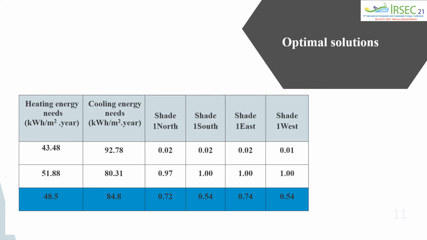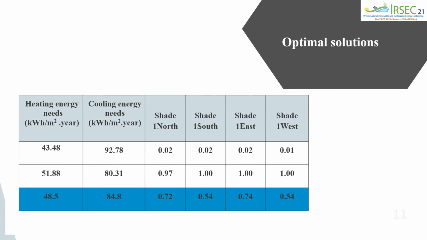For heating, we found that the minimum value is around 43 kWh per square meter in 1 year, which corresponds to a shading coefficient value equal to 0 in all the orientations. This can be explained by the fact that in the winter season no shading is necessary, so most of the solar radiation can enter the building through the windows, thus increasing the solar gains and reducing the heating energy needs.